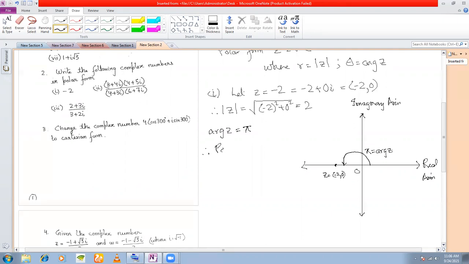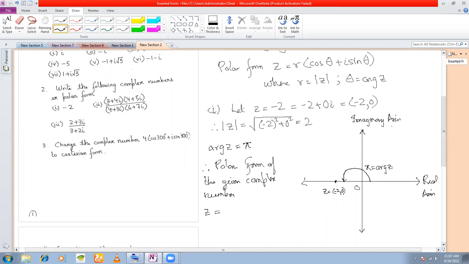Therefore, what is the polar form of the given complex number? z is equal to, first, if you see, polar form was r. So you put the value of r. What is the value of r here? 2. We write 2. And then you have cos theta. Theta is the argument, and the argument we have found as pi. So cos pi plus i sin pi. And that is the required polar form.